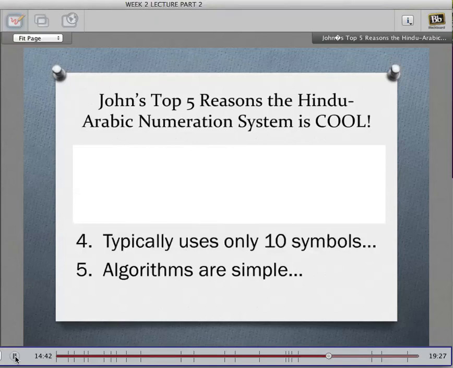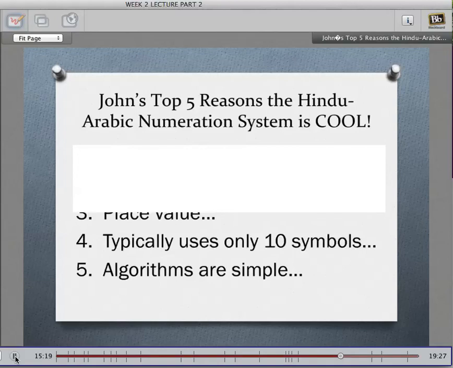We typically only use 10 symbols. If you've ever experienced numbers in another base, like base 2 or base 5 or base 16, you may have used a different number of symbols. We use base 10 almost always, so we have 10 symbols, 0 through 9. That's pretty cool. We don't have to have an infinite number of symbols. We don't have to remember what the Egyptian touchdown represents. We just have 10 symbols. That's pretty cool.